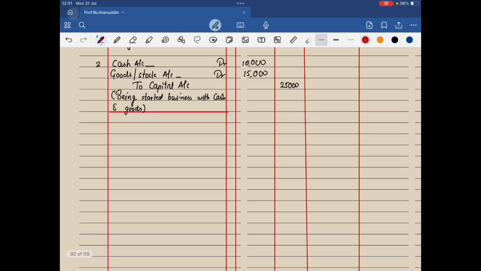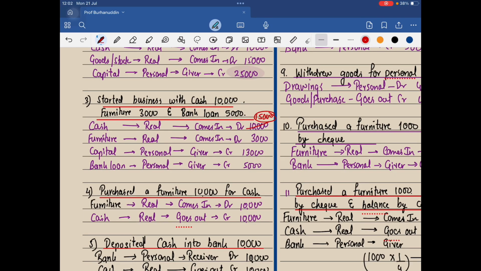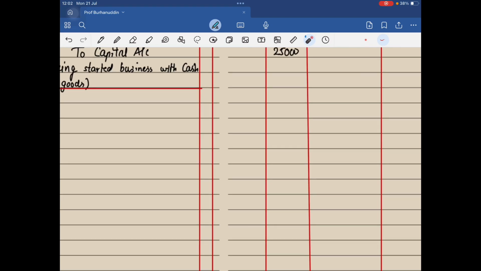Now the next transaction that we have over here is started business with cash, furniture and bank loan. Okay, now look at this, Prakash. Now there are three to four transactions at one time. They are telling me that cash is debited, furniture is debited, capital is credited, bank loan is credited. Okay, so two debits and two credits. So first I'll write cash account debit, furniture account debit. Chalo. Yeah, Prakash, help me out.